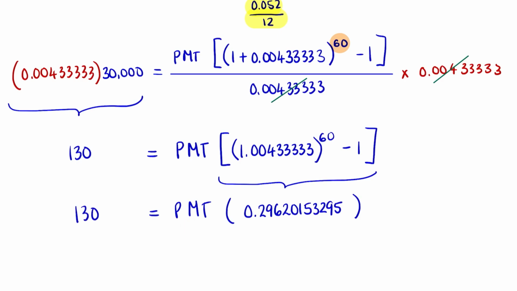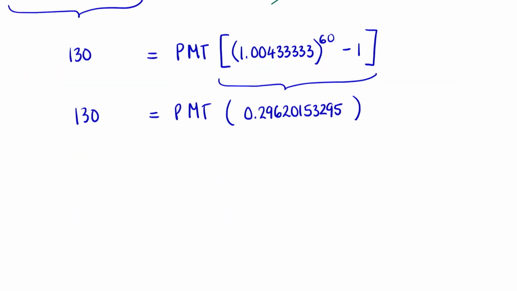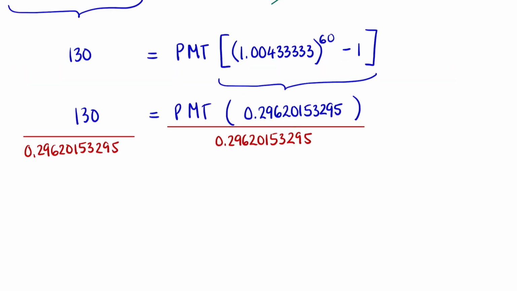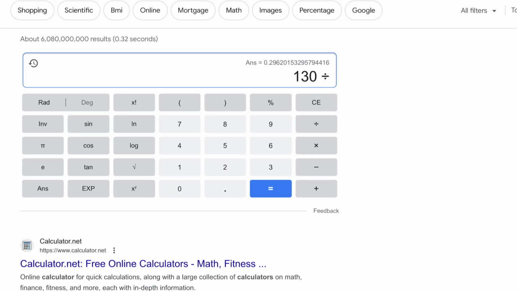And to solve for PMT, I'll divide both sides by this number. And this got canceled out. My PMT will be 130 divided by this number. 130 divided by 0.29620153295 equals. The answer is 438.89036868.